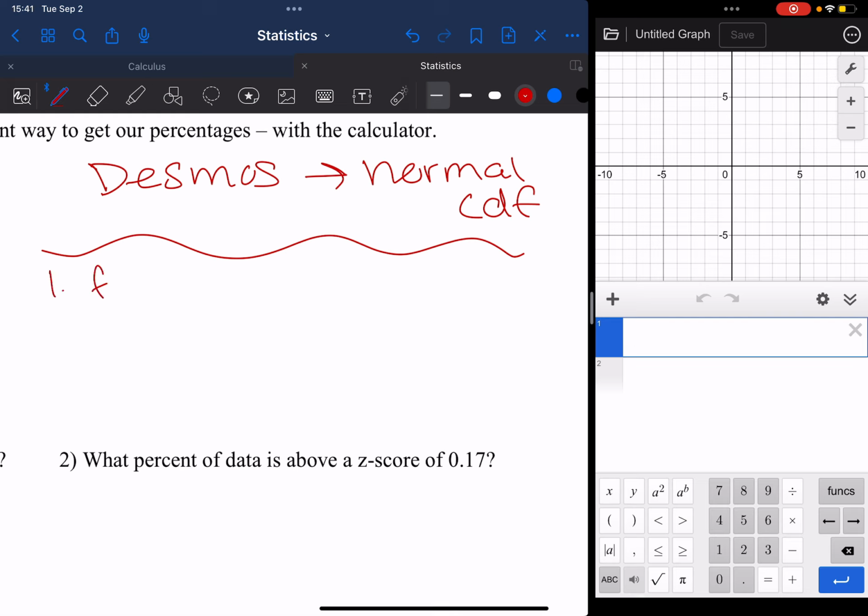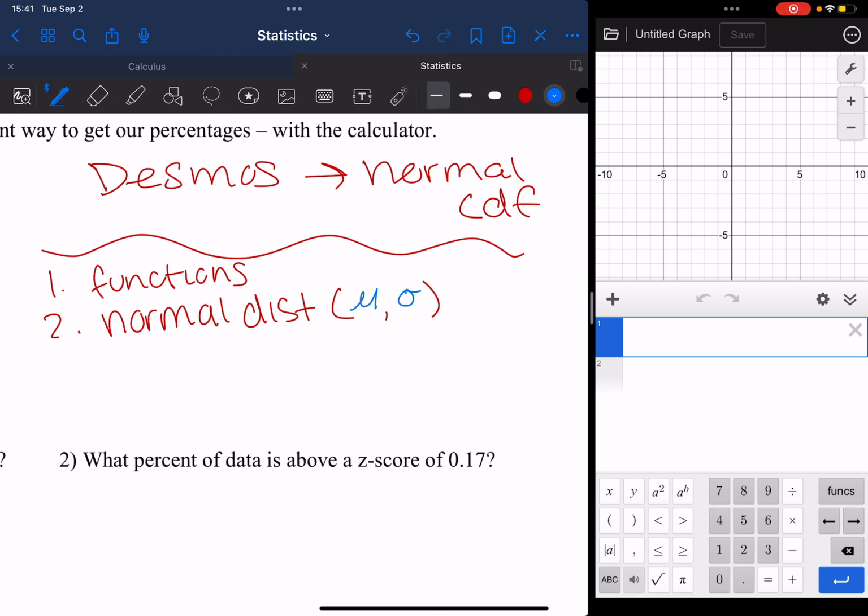So your first step is to go to Functions. When you're on Functions, you are going to find Normal Distribution, or DIST. And when you click on it, it's going to pop up as parentheses, and you're going to have to type 2 things in. These parentheses are going to be mu and sigma. Since this is a normal distribution without any given mean or standard deviation, here you're just going to put 0, 1. So you do normal distribution, 0, 1.